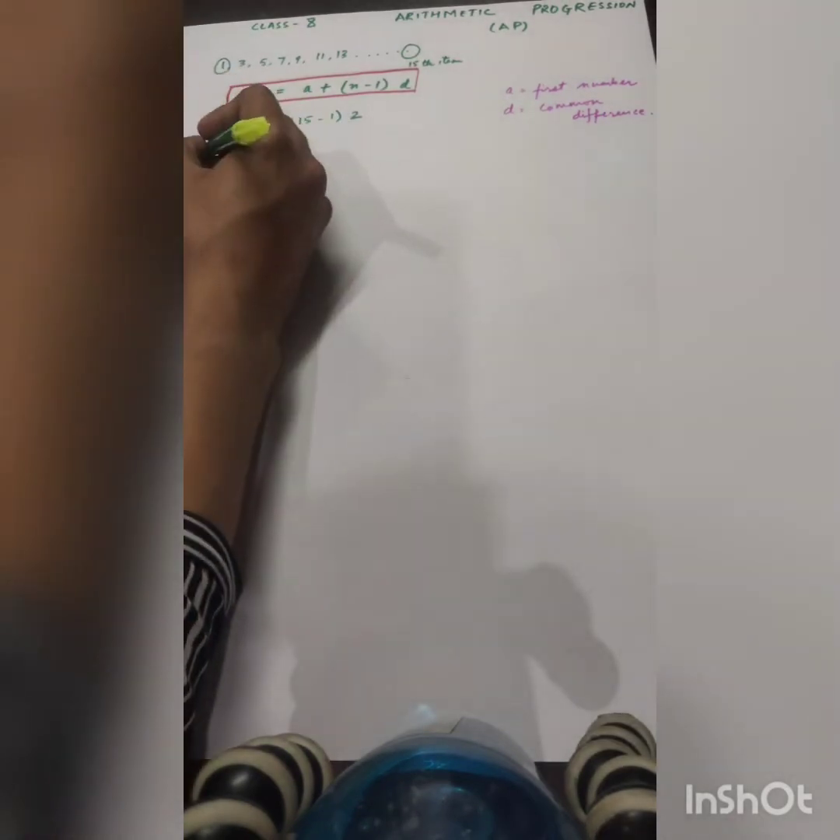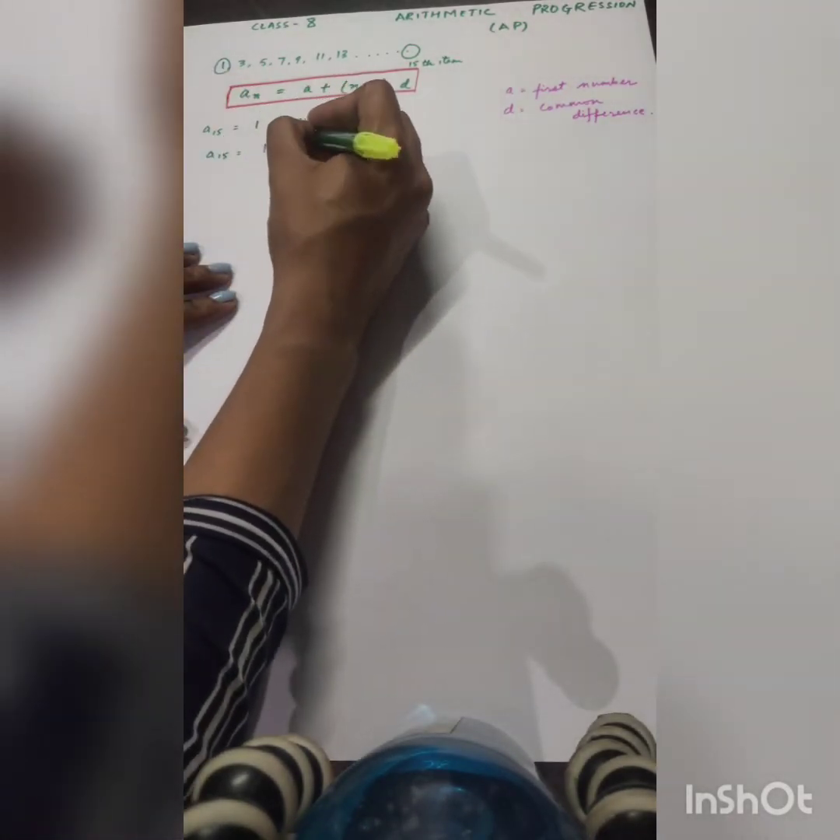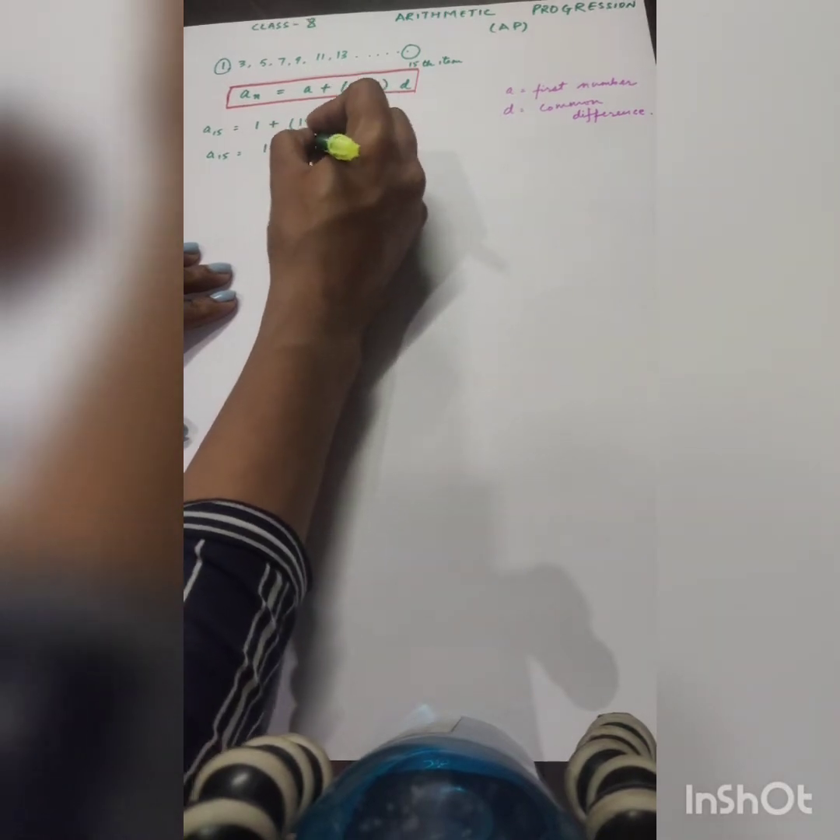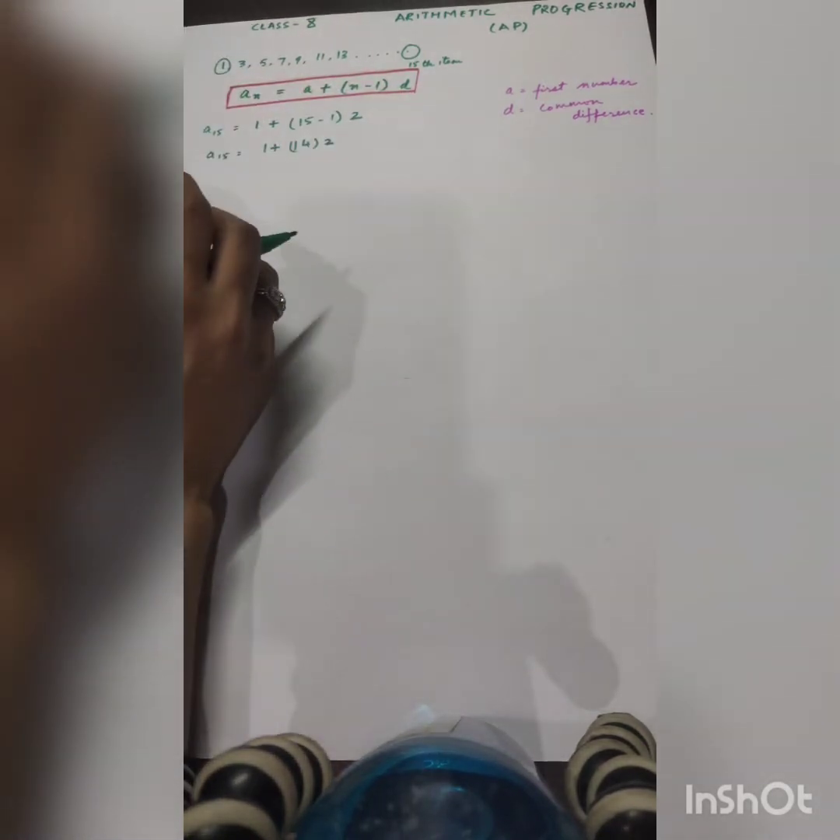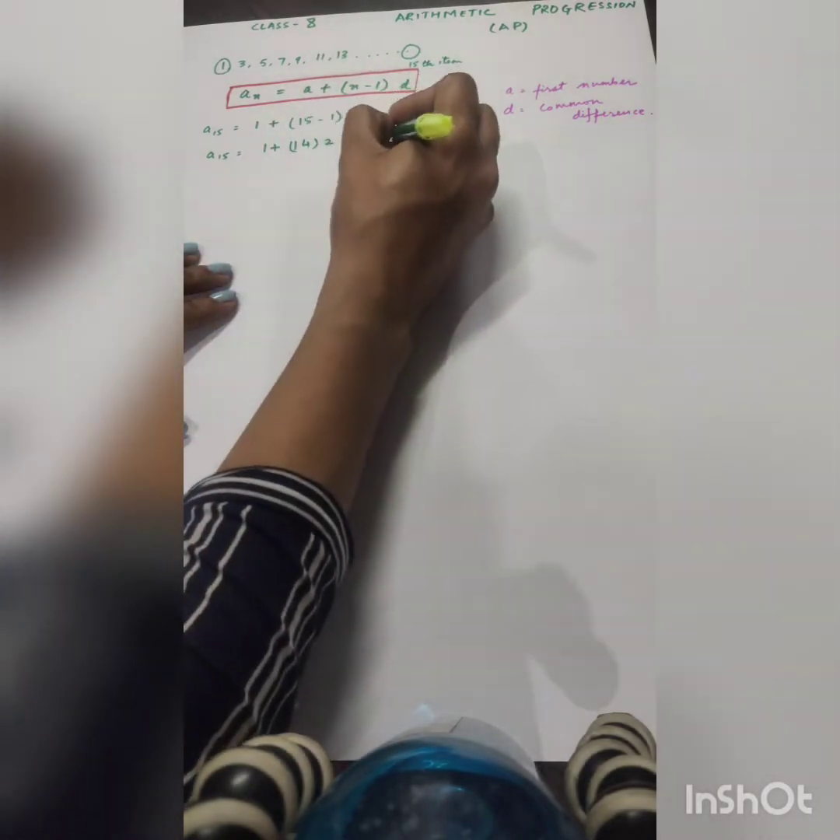Right? So when we calculate this value, A15 is equal to 1 plus 15 minus 1, which gives you 14, and 14 into 2. Applying BODMAS first, 14 2s are 28. 28 plus 1 gives you 29. That means the 15th number in this series will come out to be 29.